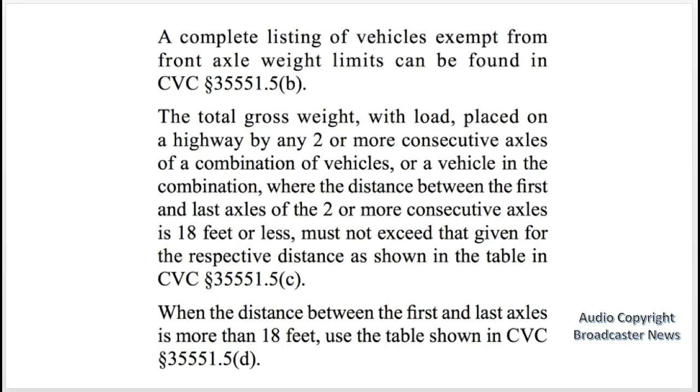The total gross weight with load placed on a highway by any two or more consecutive axles in a combination of vehicles, or a vehicle in the combination, where the distance between the first and last axles of the two or more consecutive axles is 18 feet or less, must not exceed that given for the respective distance as shown in the table in CVC 35551.5(c). When the distance between the first and last axles is more than 18 feet, use the table shown in CVC 35551.5(d).